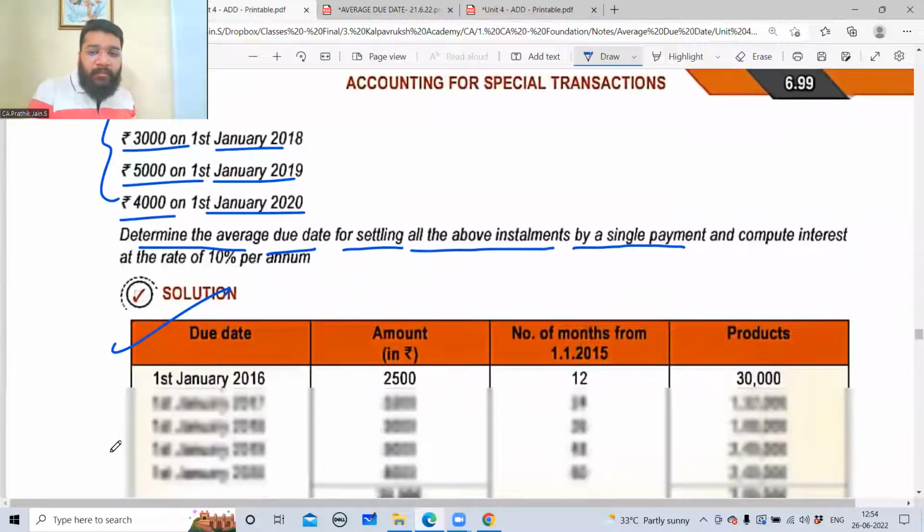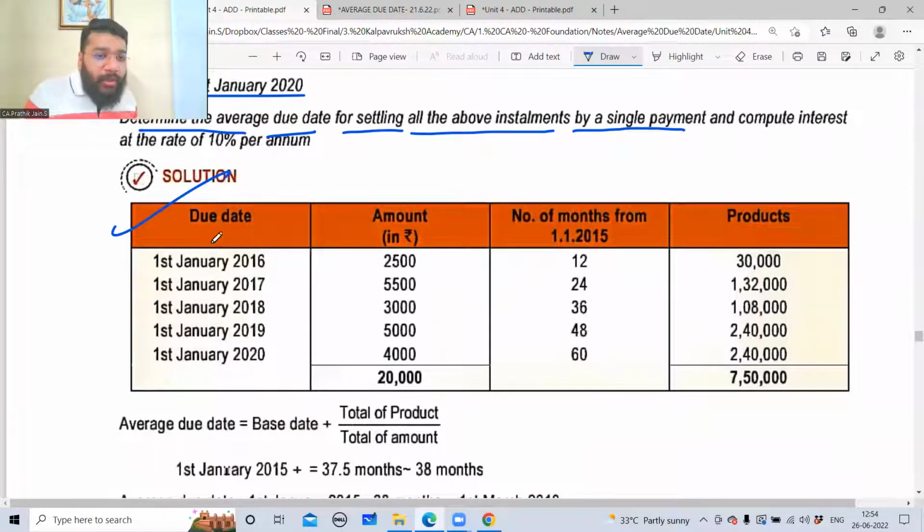So here, what are they telling? Take the due date. So 1st Jan 2016 is the first due date of payment. This is the second due date, third due date, fourth due date, fifth due date. Please note down the due dates. Then the amount as it is from the question.